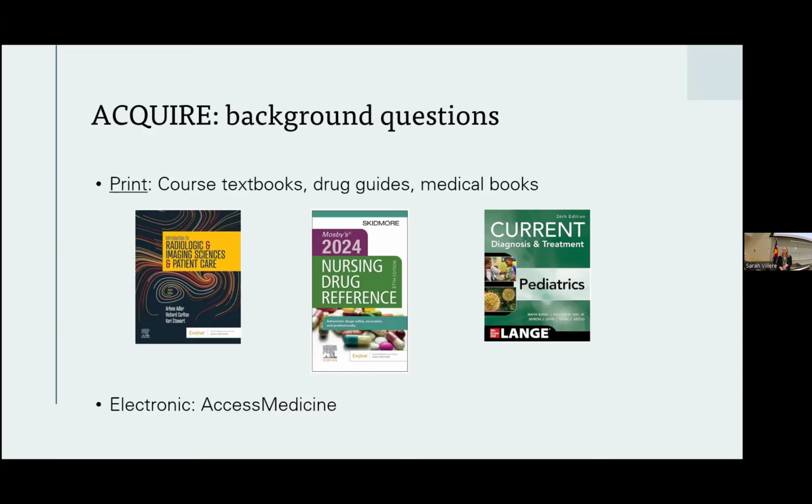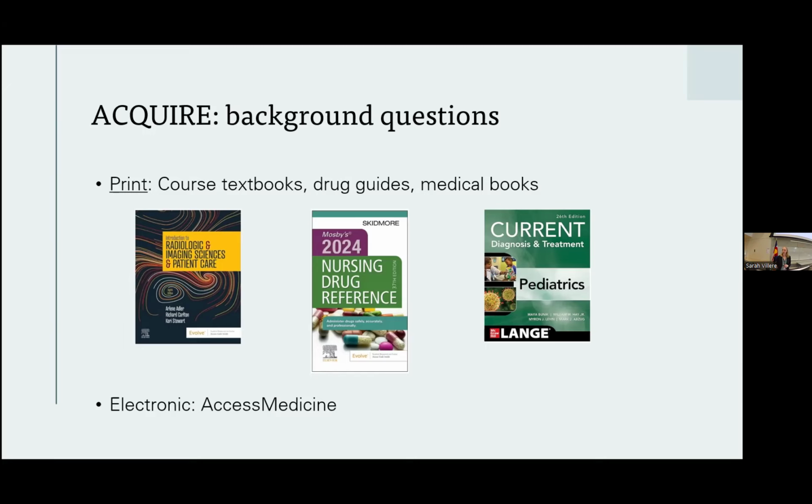And through the library, we have a lot of materials that can help you find evidence for your background questions. We have some print items. For example, course textbooks or textbooks that your professors have requested that we have on hand. We have drug guides, we have medical textbooks, things like that. You can look for those in our course catalog, or you can also come visit us at the library. We do keep some of the health sciences print texts here at the Arvada campus.